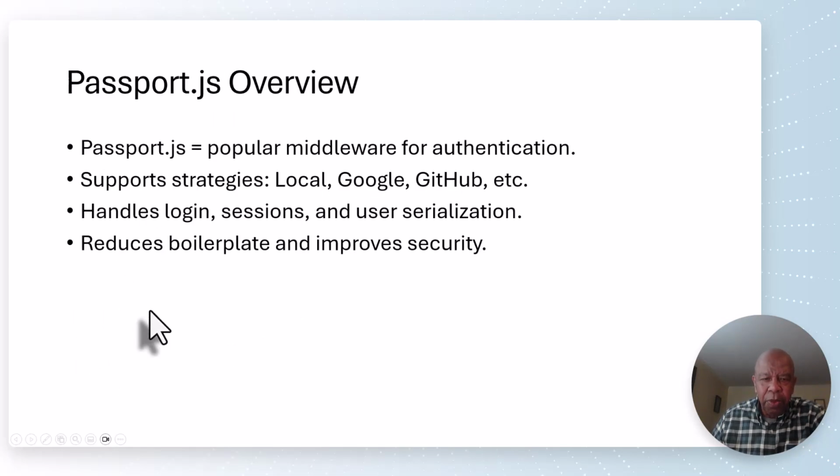Okay, let's talk about Passport. Passport is a middleware that works perfectly with Node and Express. Passport.js supports strategies: local, Google, GitHub. We're going to be talking about what strategies are in a second. It also handles login sessions and user serialization, which we'll talk about too. It reduces boilerplate and improves security.